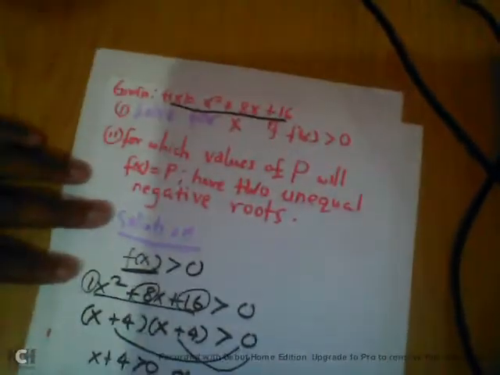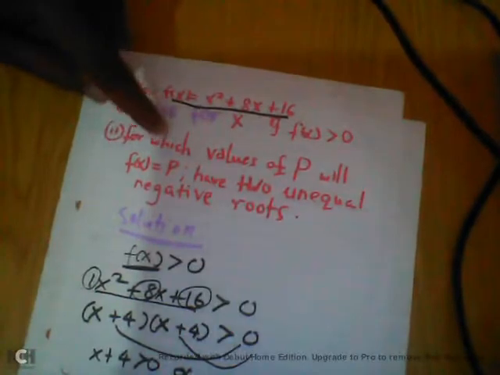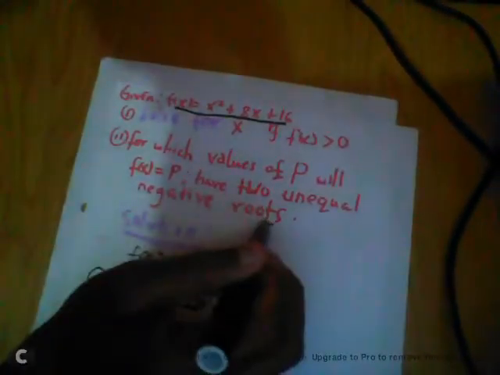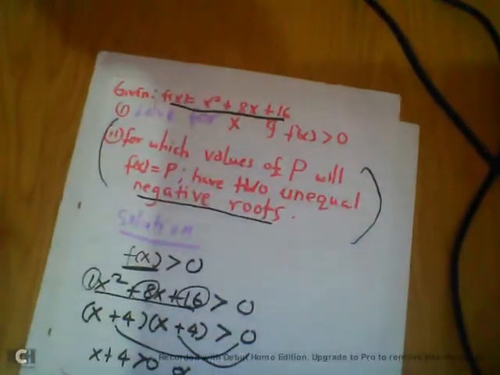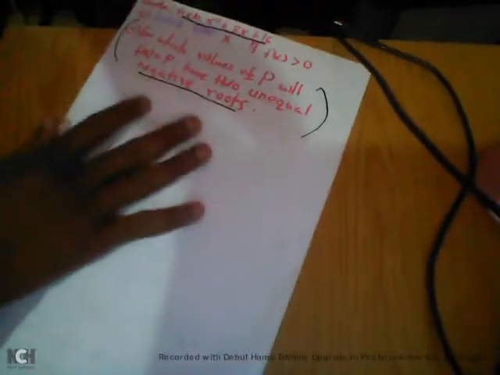They say for which value of p, I hope everybody can see there, will f(x) equal to p have two unequal negative roots. So this is what we're doing right now. Okay, so let's say f of x equal to p. They want the value of p. Let's go to the next page, so that you can see how we solve.